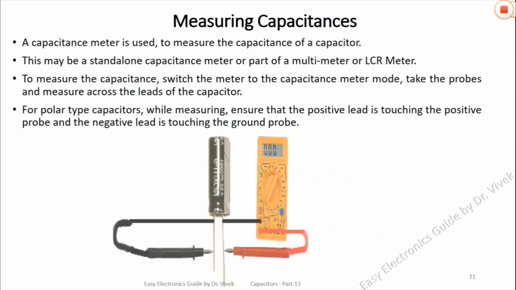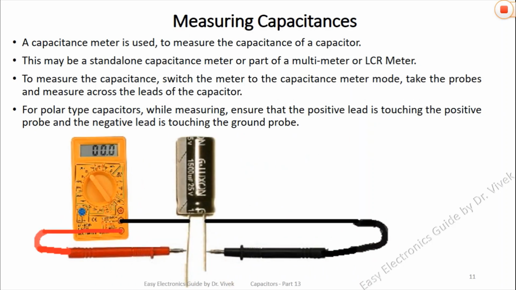To measure the capacitance, we use a capacitance meter. This may be a standalone capacitance meter or part of a multimeter or LCR meter. To measure the capacitance, simply switch the meter to the capacitance mode, take the probes and measure across the leads of the capacitor. For polar type capacitors, while measuring, ensure that the positive lead is touching the positive probe and the negative lead is touching the ground probe.